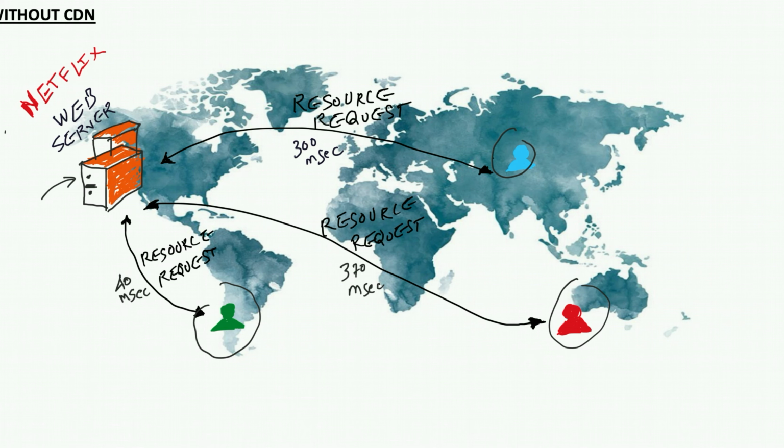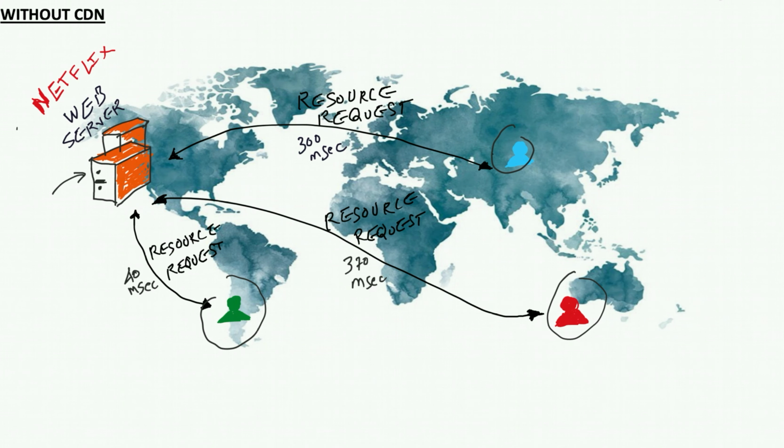So when these users request the resources from Netflix servers, the user request will travel from their internet provider to different internet providers to reach the US servers. This user resource request will have different round trip time based on the distance between the service provider server and the users. As you can see here, a user sitting in Argentina will have 40 millisecond round trip time, whereas users sitting in China and Australia will have round trip times of 300 millisecond and 370 millisecond respectively.